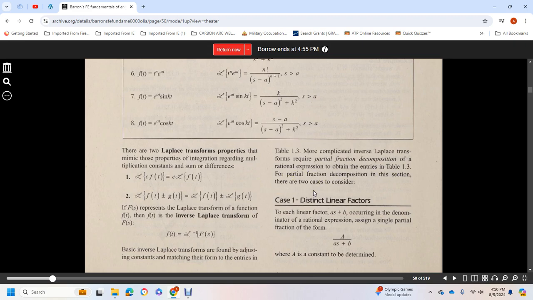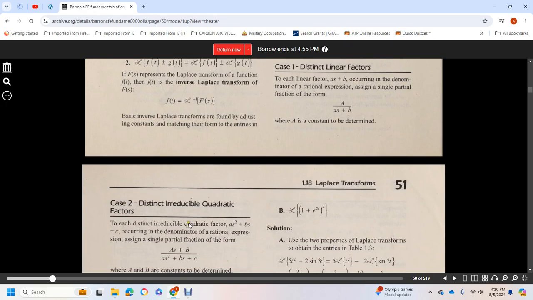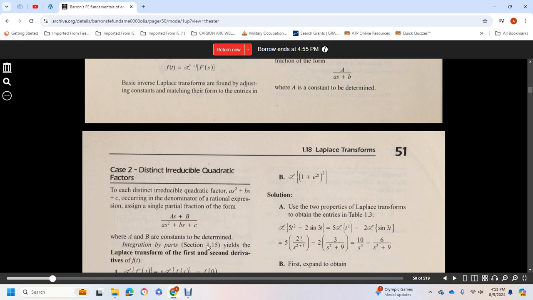There are two cases considered in partial fraction decomposition. Case 1, distinct linear factors. Each linear factor as plus b occurring in the denominator of a rational expression is assigned a single partial fraction of the form A over as plus b, where A is a constant to be determined. Case 2, distinct irreducible quadratic factors. To each distinct irreducible quadratic factor as squared plus bs plus c occurring in the denominator of a rational expression, assign a single partial fraction of the form As plus B over as squared plus bs plus c, where A and B are constants.